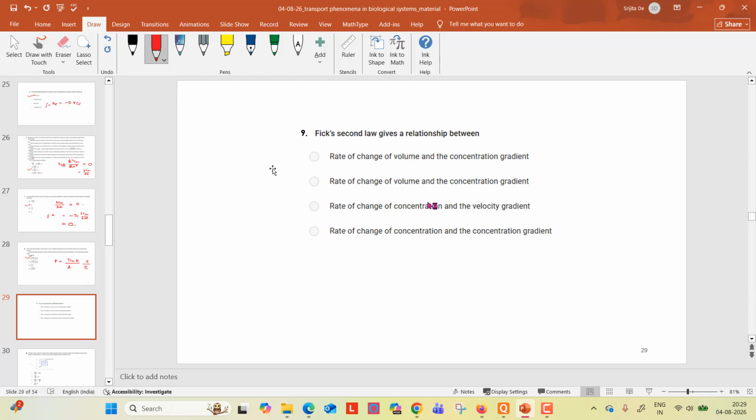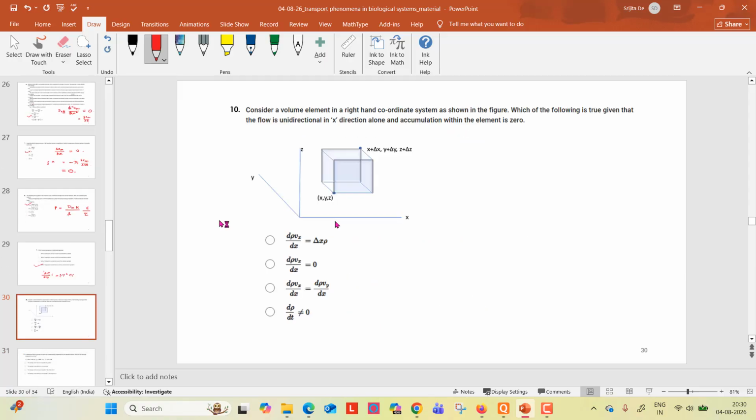So Fick's law we have learned recently that it is del C/del t equals to Di grad square Ci, right? So it is the rate of change of concentration and the concentration gradient. Next, consider a volume element in a right-hand coordinate system as shown in the figure.